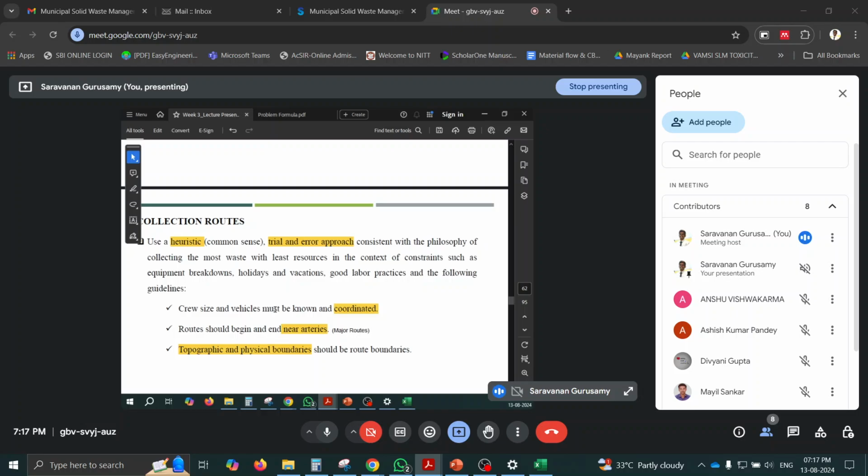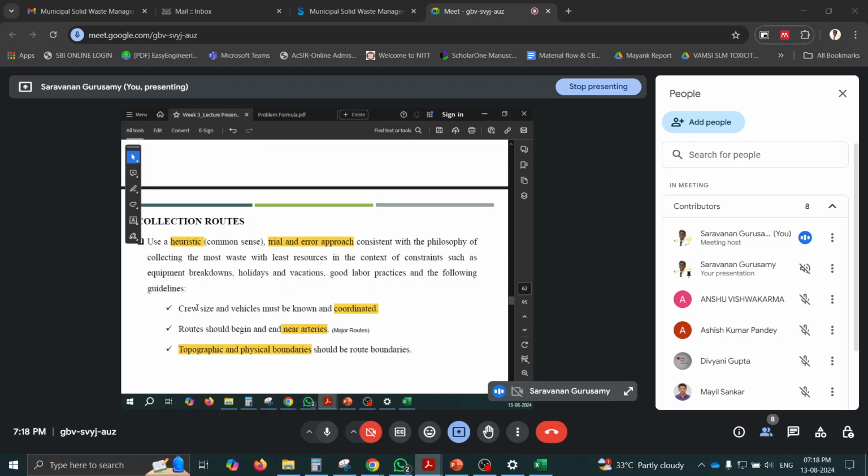So I have a vehicle and a 2-person crew. Which route can I follow to collect from all the households without touching the same household again? That again is a waste of time. So I need to collect from all the households, but the route should be optimized. Like that we have to design.